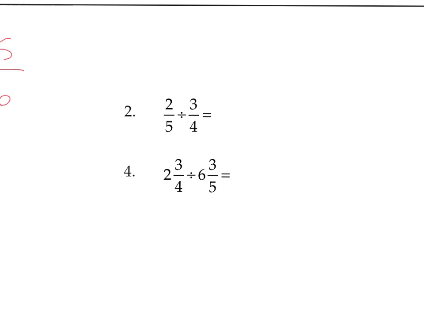On number 2, I'm going to keep the first fraction. I'm going to change to multiply, flip the second fraction. I'm looking for any cross canceling, but you look diagonally, the 2 and the 3 don't have any common factors. The 4 and the 5 don't have any common factors. So multiply 2 times 4, 5 times 3.